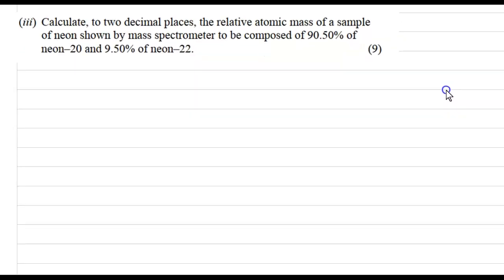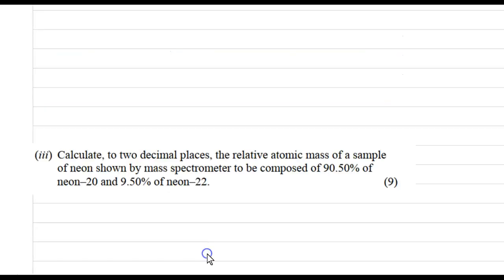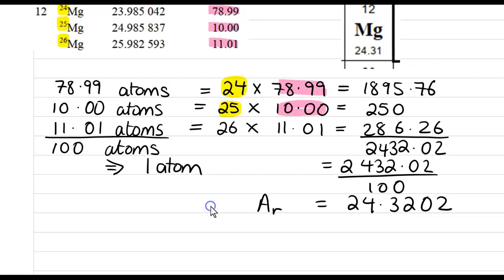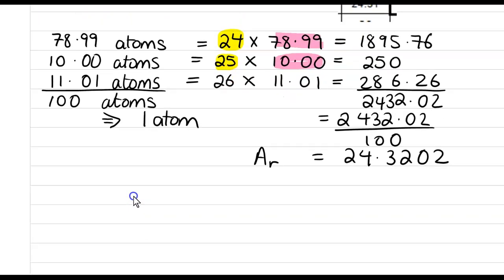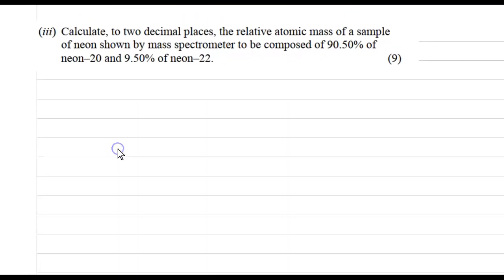So one more simple example, taken from the exam papers. It says: calculate to 2 decimal places the relative atomic mass of a sample of neon shown by a mass spectrometer to be composed of 90.50% neon 20 and 9.5% neon 22. We'll do it in the exact same way as the last one. All we're going to do is see what the mass of 100 atoms is.